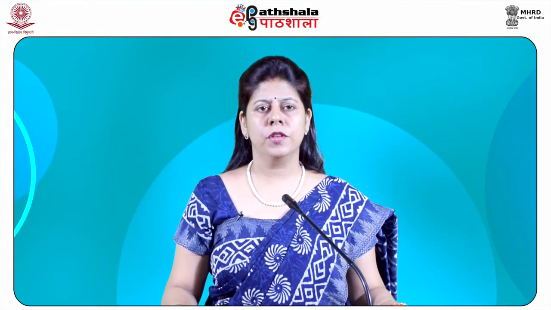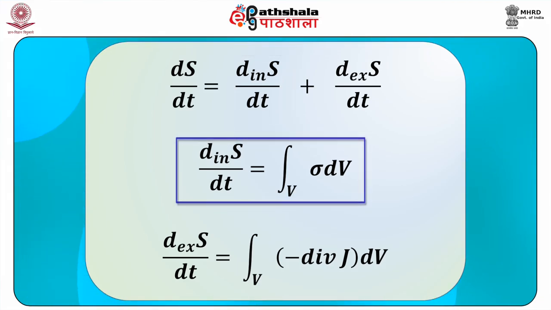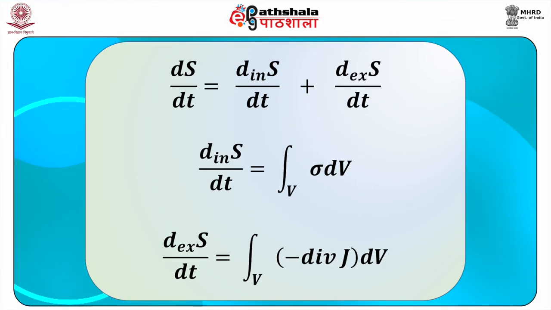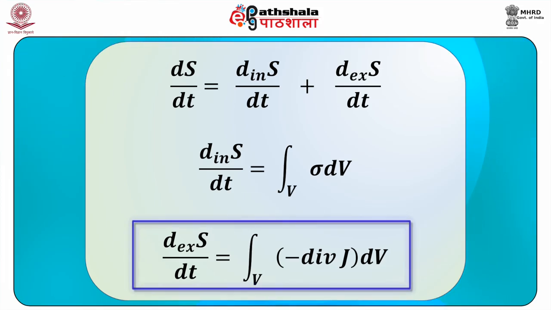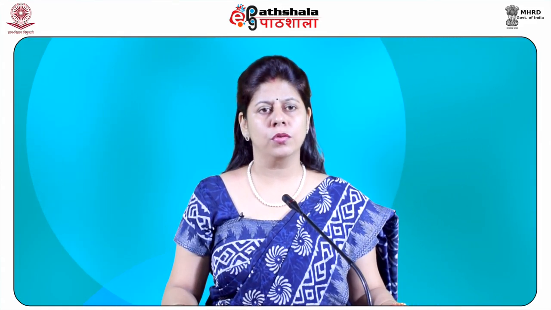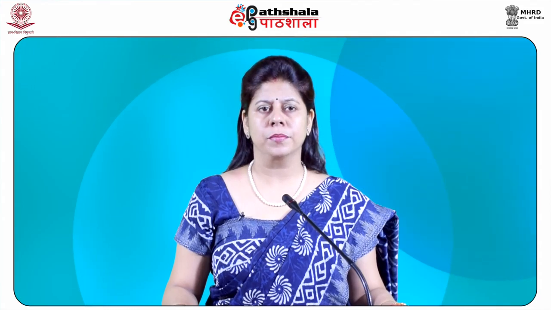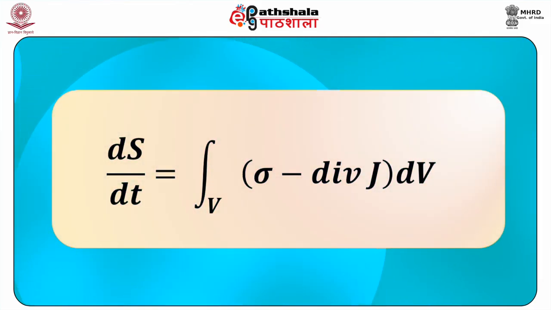The expression is given by dS internal by dt, which denotes the entropy production and is written as the integral of sigma dV. This time derivative of entropy denotes the entropy produced within the system. The time derivative of external entropy denotes the entropy flow, and the expression is given by the integral of negative divergence of J dV. It is the time derivative of that entropy which comes from or goes out to the environment across the boundary of the system. Thus, the final expression for change in entropy is given by the integral of sigma minus divergence of J dV.